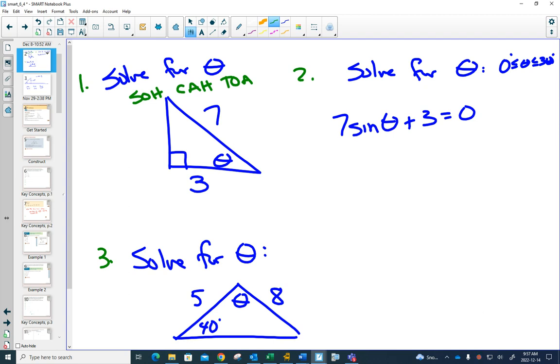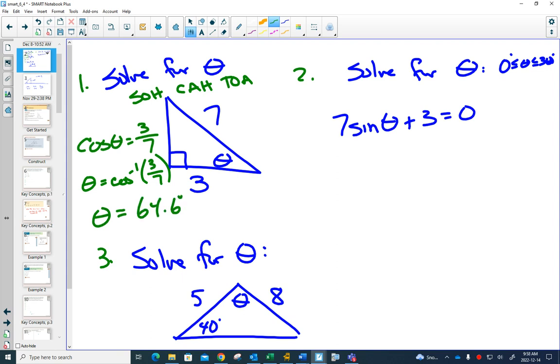Now, given that we know the adjacent side and hypotenuse, we would set up the ratio for cos. Then we would go to our calculator and go cos inverse of 3 divided by 7. So theta would equal cos inverse of 3 divided by 7, and theta is equal to 64.6 degrees. And this is what trigonometry in grade 10 looked like every single time you wanted to solve for an angle.